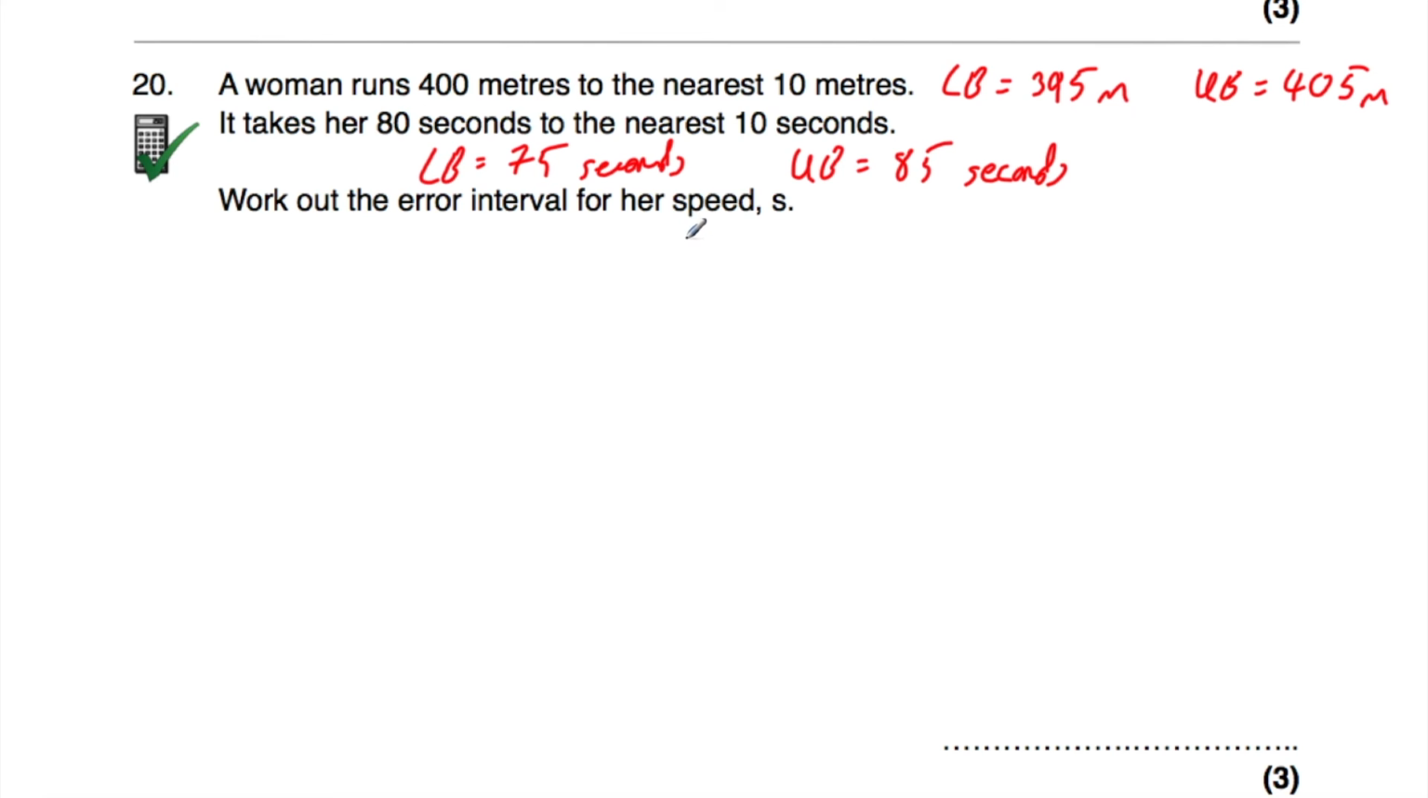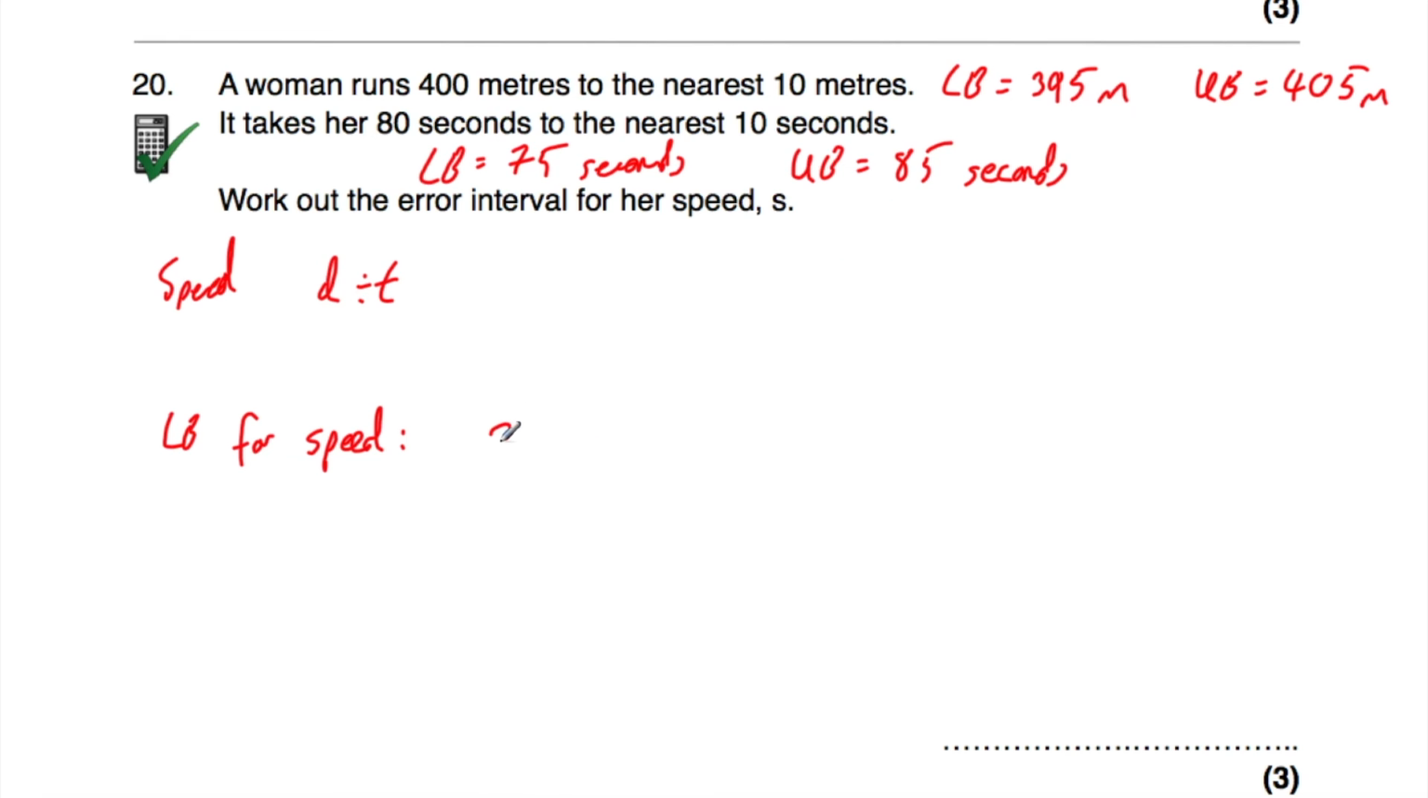Now in terms of the speed, let's work out the lower bound to begin with. Remember, speed is equal to distance divided by time. We want to find the lower bound for the speed. Now in terms of the lower bound for the speed, that's going to be doing the smallest distance in the greatest possible time. Because if you run the shortest possible distance, the 395 meters, in the longest possible time, that's going to give you the lowest result for the speed.